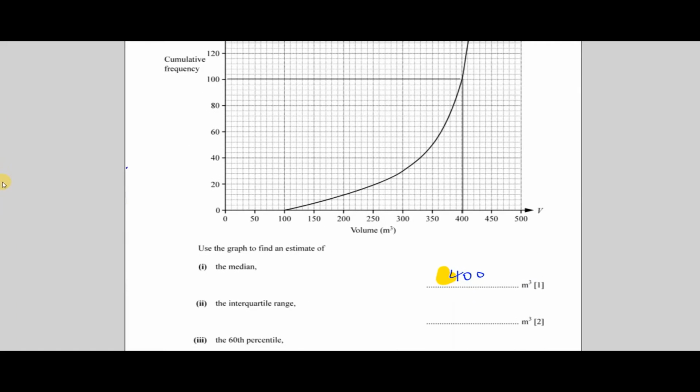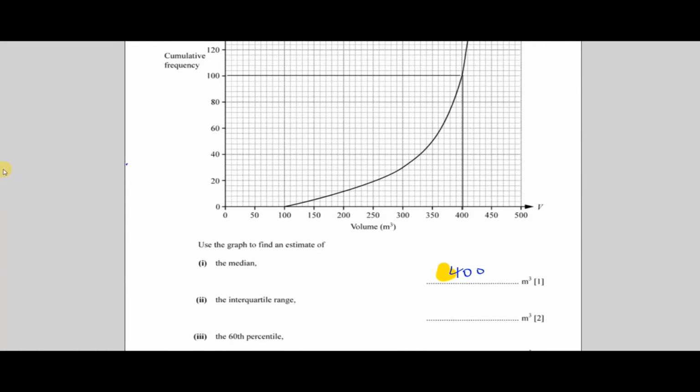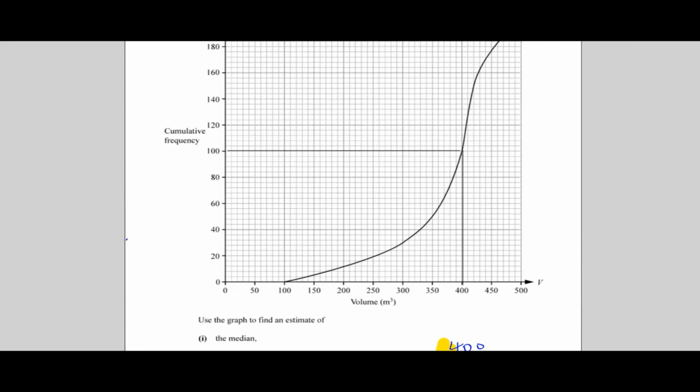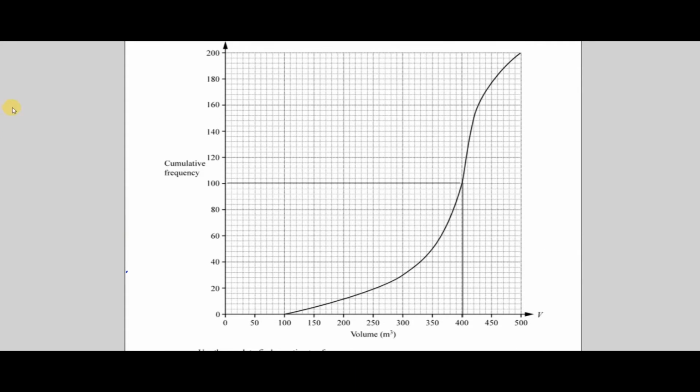Now we have the interquartile range. The interquartile range is basically given by what's called the upper quartile, and you take away from that the lower quartile. Now, what do the upper and lower quartile mean? Let's start with the lower quartile. As you can imagine from the word quartile, it's basically a quarter of the way up the cumulative frequency axis, up to where the curve goes.